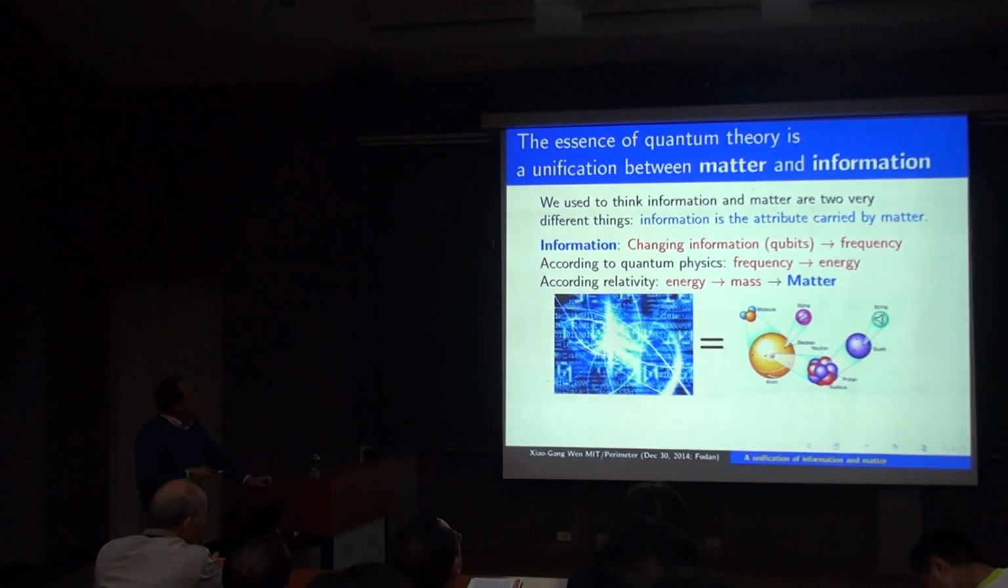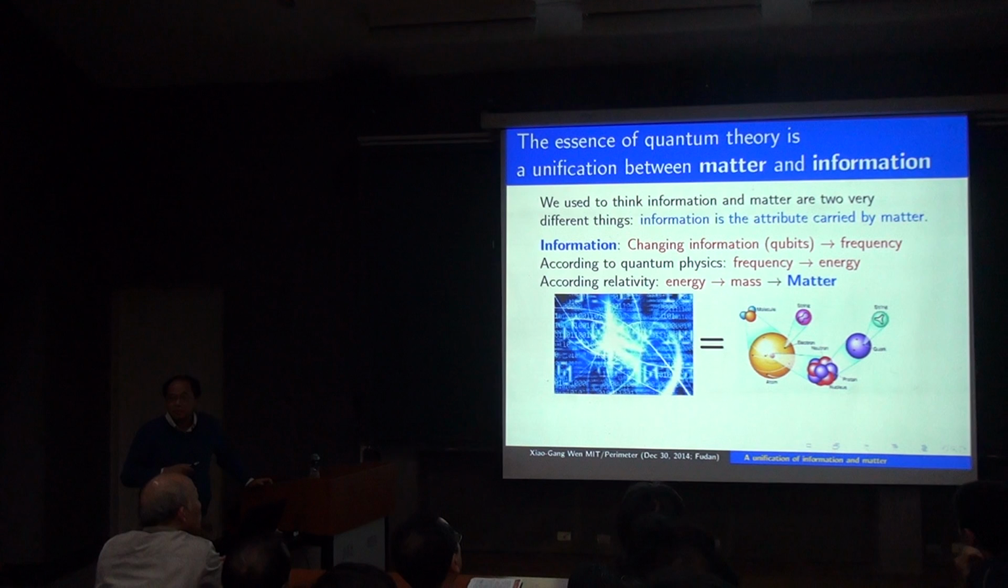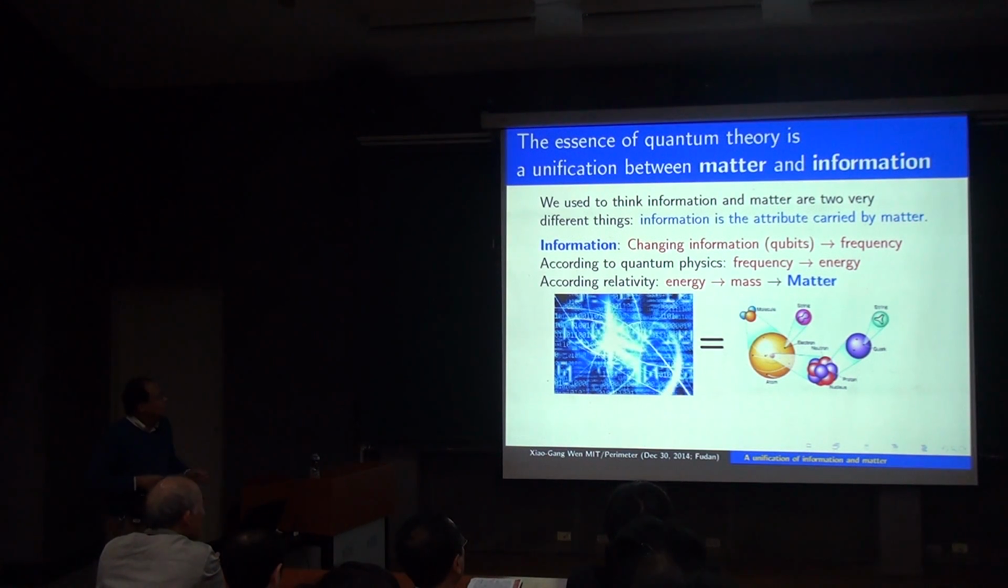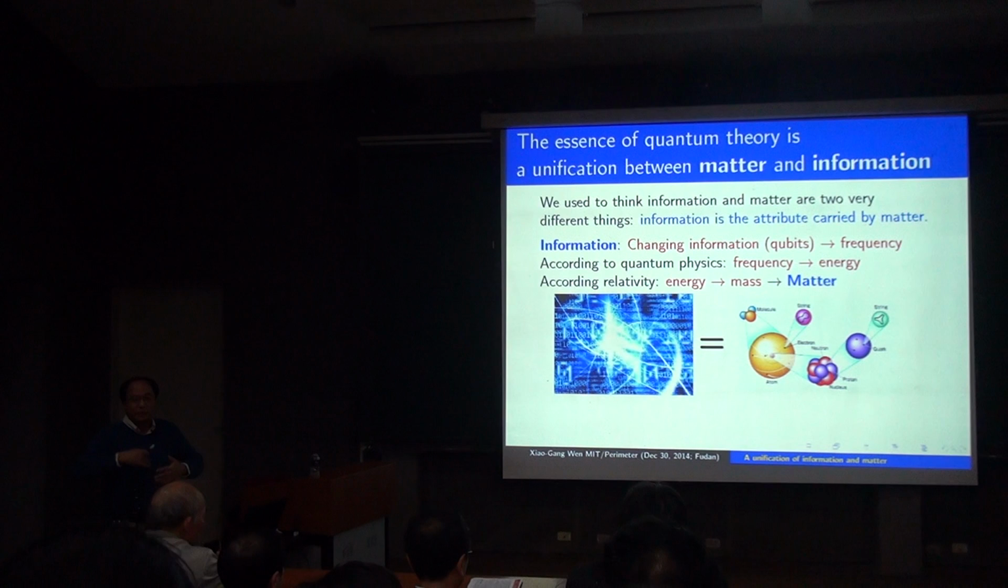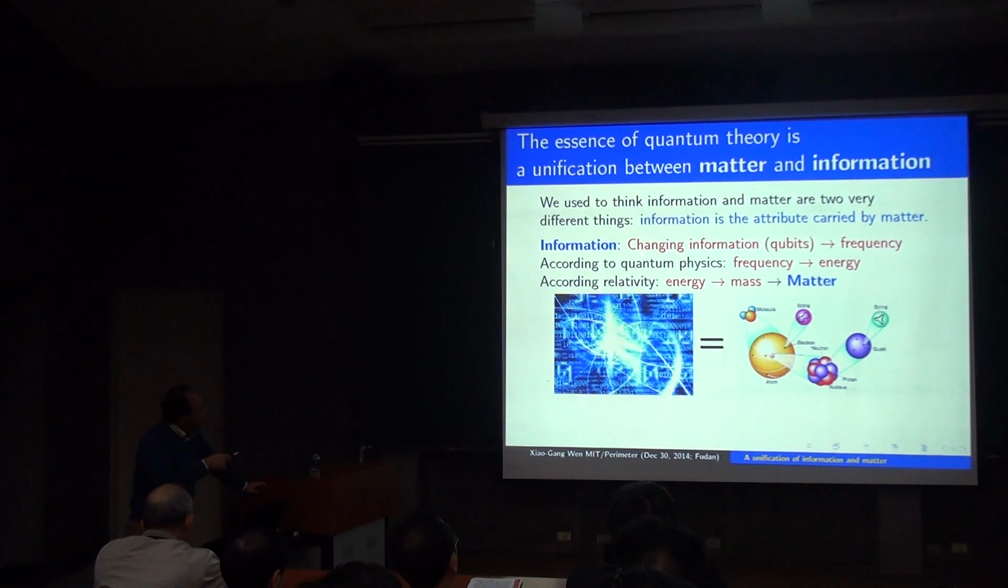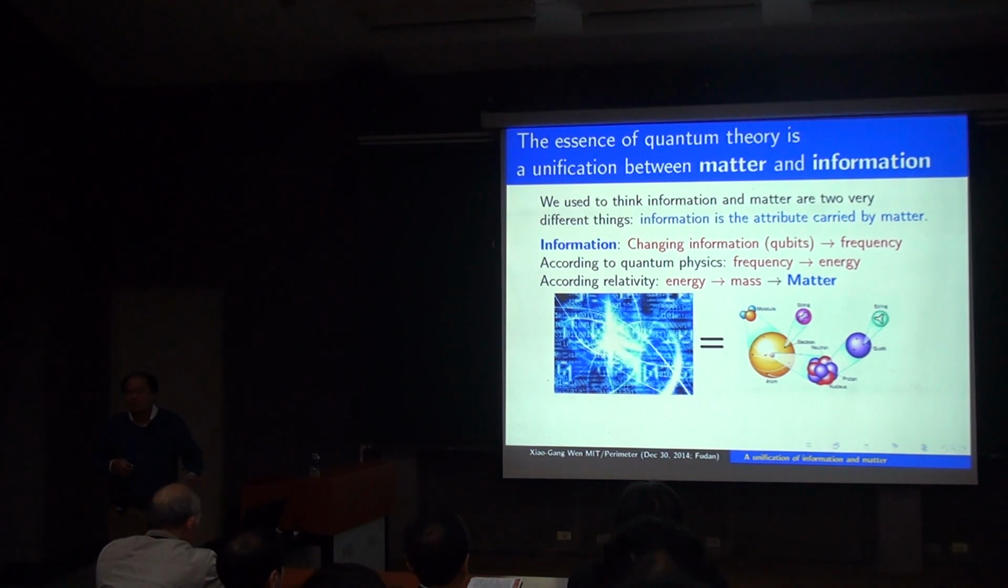However, if we believe in quantum theory, the essence of quantum theory already tells us that information and matter are the same thing. The essence of quantum theory really says that we should unify information and matter. Why? Because frequency is actually a property of information. Frequency means something changed, or how fast it changed. So information, and changing information, really corresponds to frequency. However, quantum physics tells us that frequency is energy. And this is very, very important. But energy is a property of matter. According to relativity, energy is mass, and mass is matter. Even without relativity, energy itself can be viewed as matter.